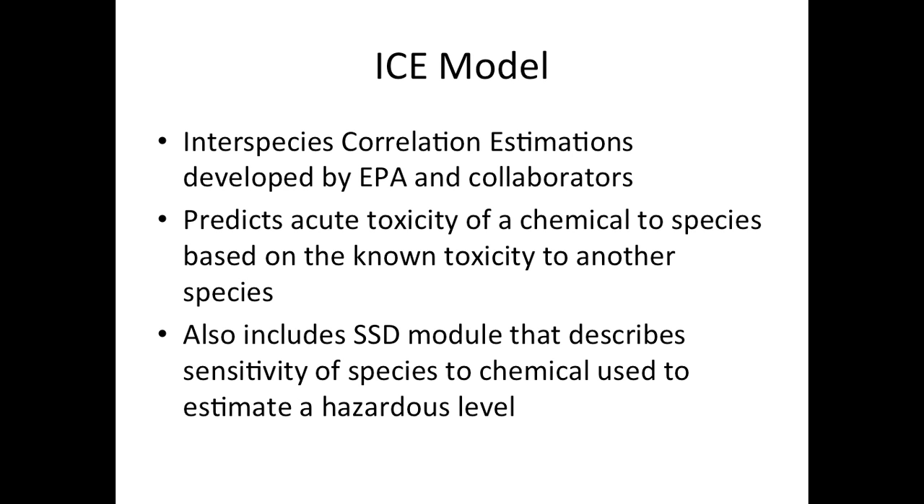I picked the ICE model, which stands for Interspecies Correlation Estimations, developed by the EPA, and it predicts acute toxicity of a chemical to a species based on the known toxicity to another species. It also includes a species-sensitive distribution module, and it basically gives you an estimate of the toxicity of a chemical to a list of different species based on one.